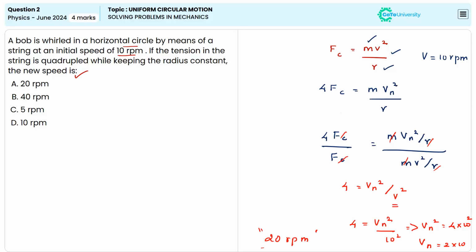So the new velocity will be 20 rpm, and the correct answer here will be option A.